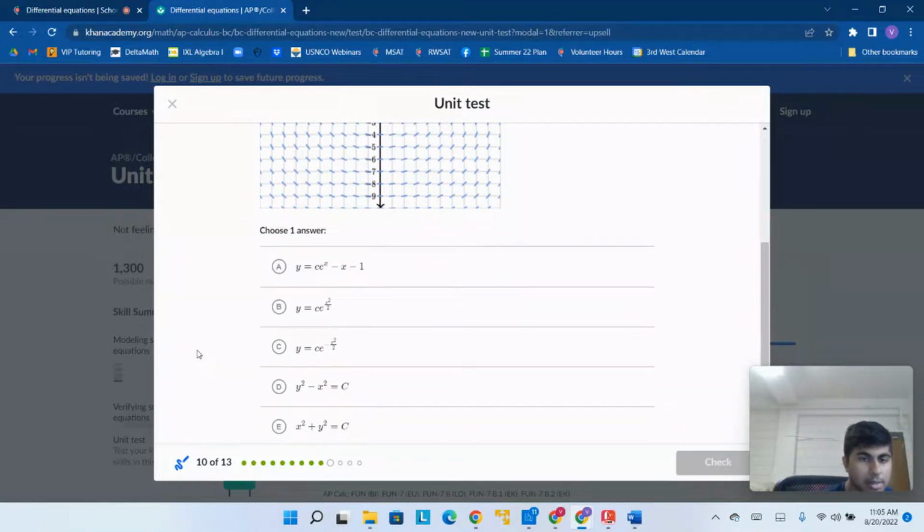And the next one is going to be negative c e to the negative x squared over 2. And the next one is going to be 2y dy dx equals 2x. So you add the 2x to both sides, and then you divide by 2y on both sides, and you get that dy dx equals x over y. That is very interesting. And then for the next one, it's going to be negative x over y.